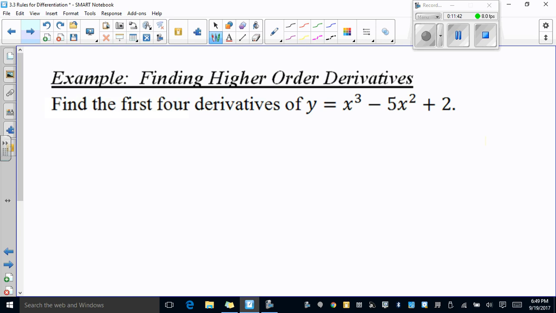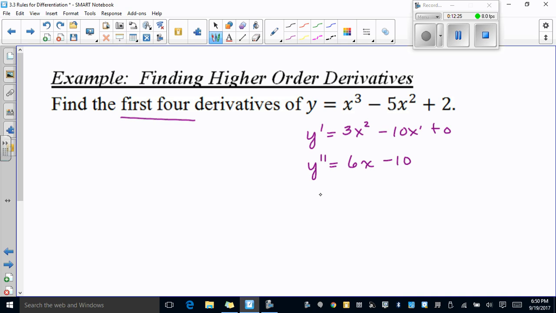Okay, so finding higher order derivatives. They're just asking you to go through and find the higher order derivatives, but they're asking you to find the first 4, so you can't just jump to the fourth one. So this is y, so y prime. All power rules, so this is going to be 3x squared minus 10x, 2 times 5, plus 0. I really don't need the plus 0, but I put it there to show I did it. Y double prime: 3 times 2 is 6x, goes down a power, minus 10. This is a power of 1, so it's going to go down, and I don't need the 0 anymore. The derivative is 0.